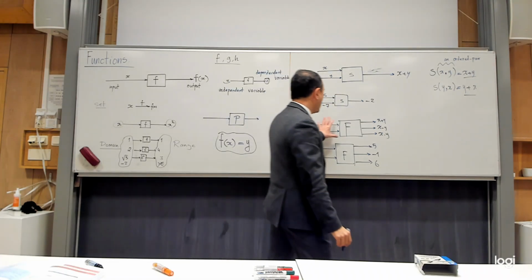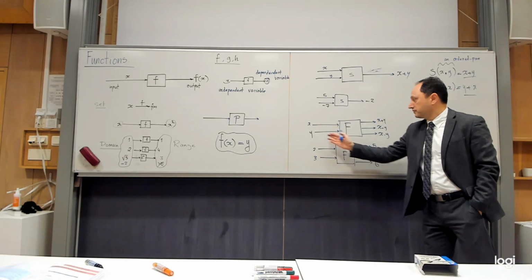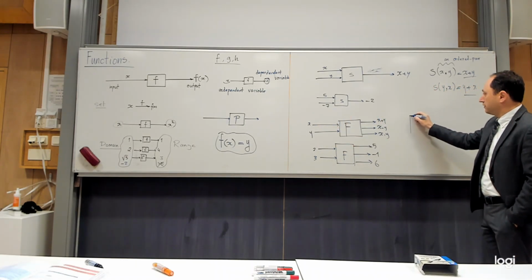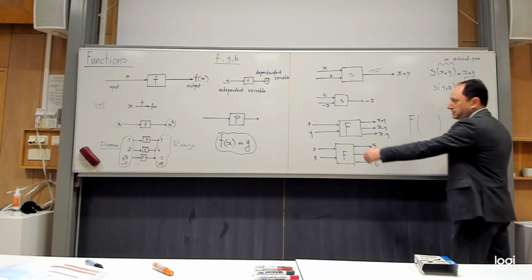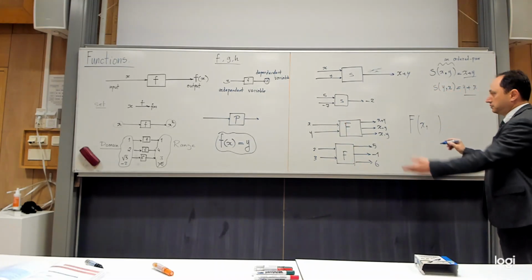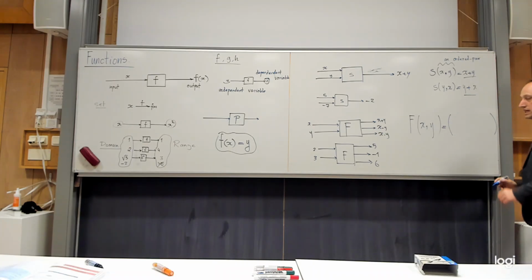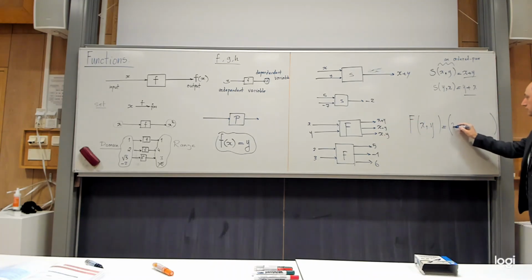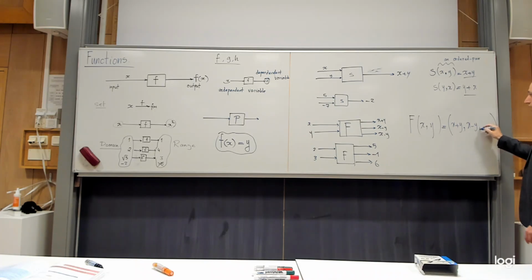If I want to write this function in mathematical terms instead of diagram form, what should I write? Capital F acts on how many inputs? 2. Let us say the one on the top is the first one, and the one on the bottom is the second one. But what would be the output? The output is a triple. The first component is x plus y, the second component is x minus y, and the third component is x dot y.